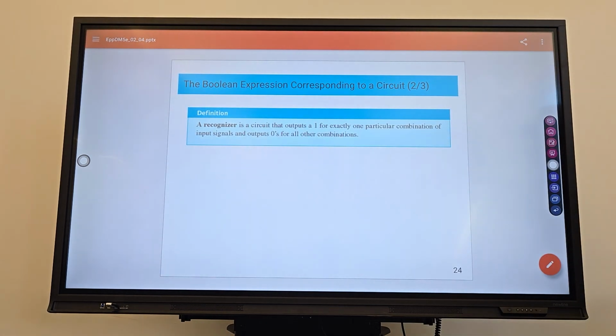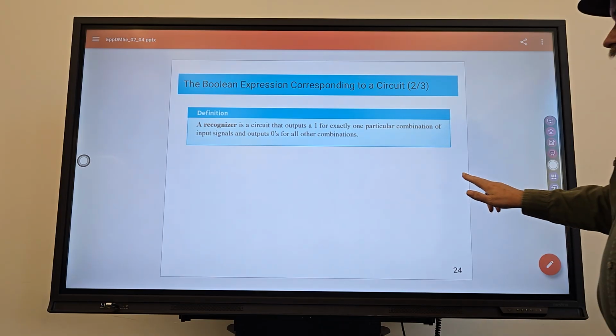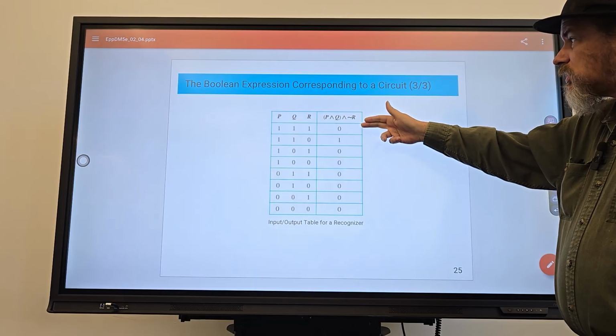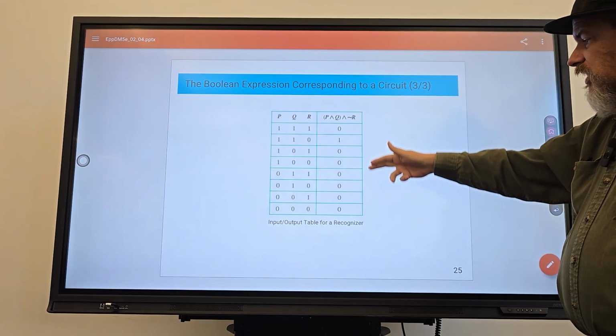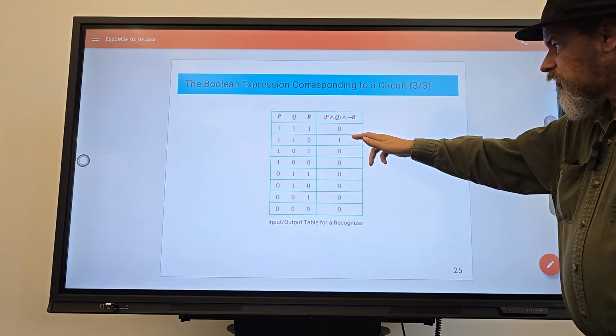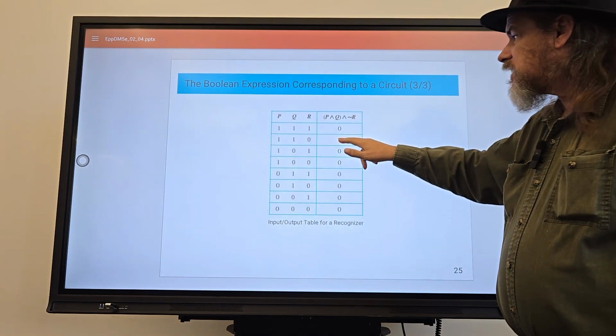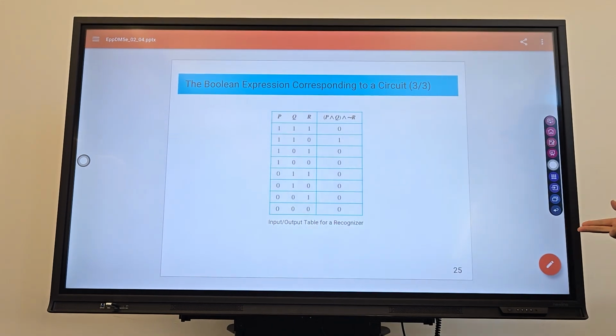A recognizer is a circuit that outputs a 1 for exactly one particular combination of input signals and outputs zeros for all other combinations. So this is an example of a state table for a recognizer. All zeros except for the 1 here. When P and Q are 1 and R is 0, it outputs a 1. All other combinations entered into the inputs would yield a 0.